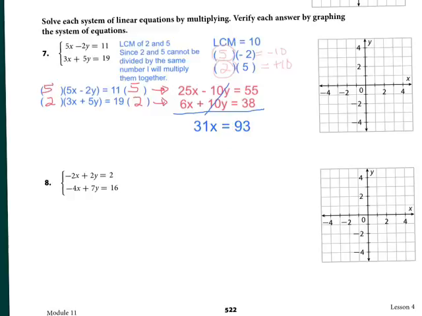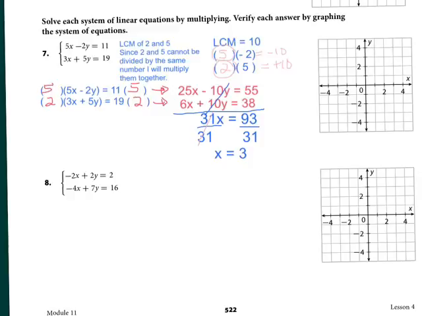So now that you know what's left, now we need to divide both sides by 31. So we are going to divide both sides by 31. So you can see here that the 31s will cancel, and that means that x is equal to 3.